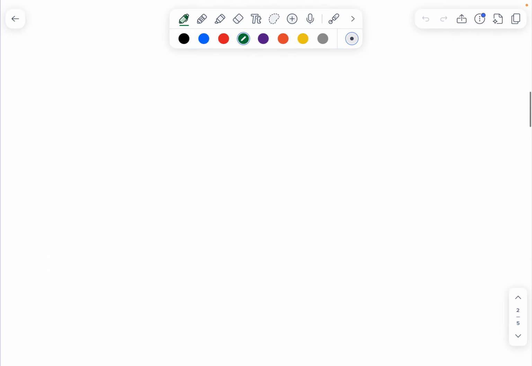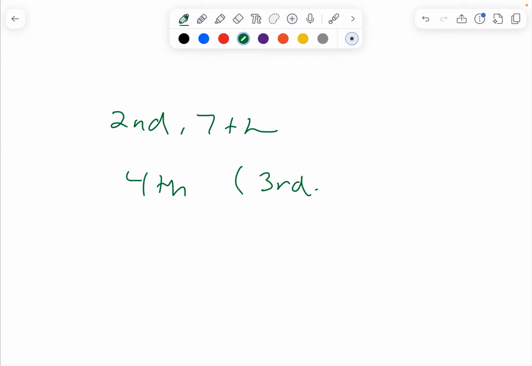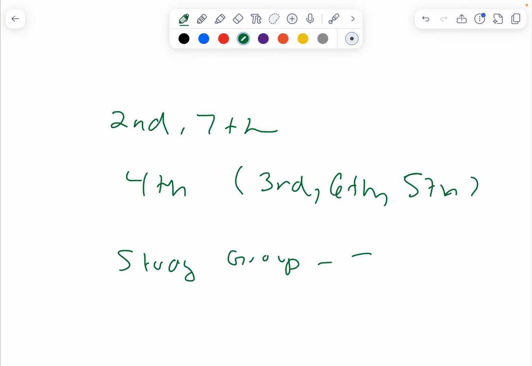Please remember that I am available 2nd and 7th. I'm also in the math lab 4th period. There are other teachers in there 3rd, 6th, and 5th period. And you're also welcome to come to study group this Thursday/Friday at lunch in my room.